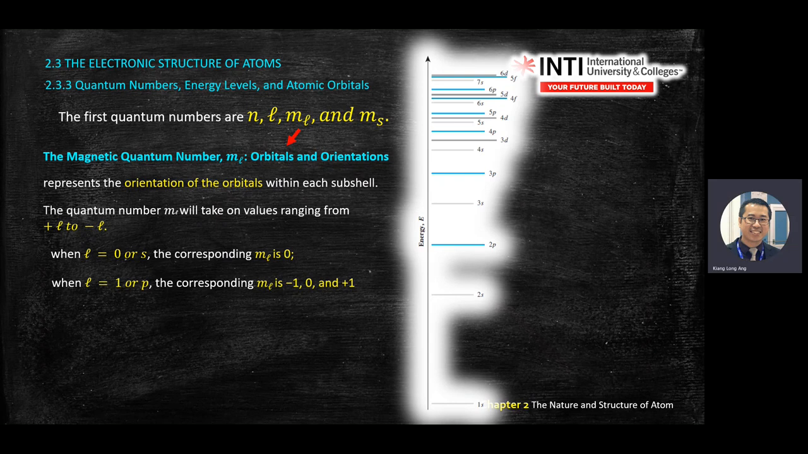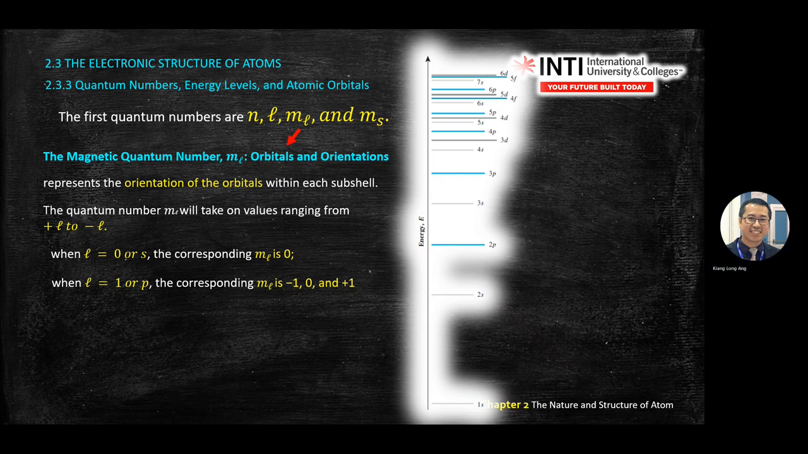So for example, if your L is S, let's say you only have S, then the ML value is 0. If your L is P, if your subcell is P, then your ML has 3 values. You have minus 1, 0, plus 1. So the L number only plays a role when you want to look into the ML value. Just remind yourself that the L value starts from 0, not 1.